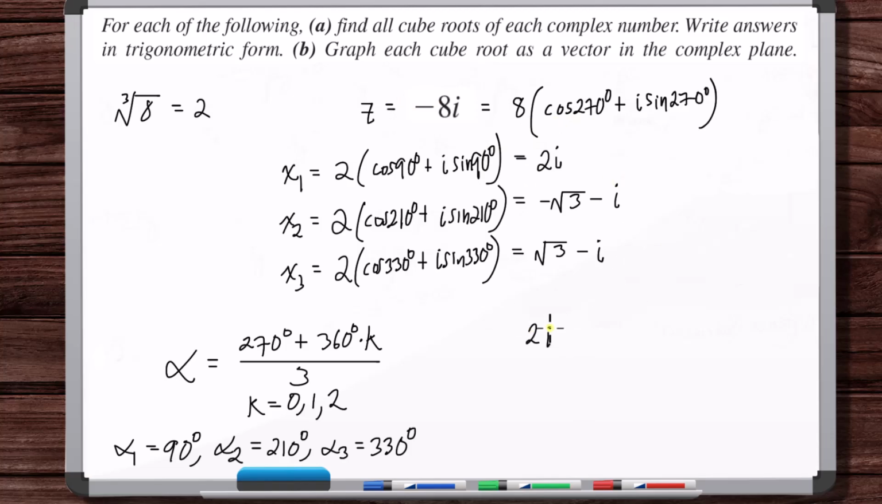So I mean, we can look, let's cube 2i. So 2 cubed is 8, and then we've got i cubed. Now we know i cubed is i squared times i, so this is minus 8i.